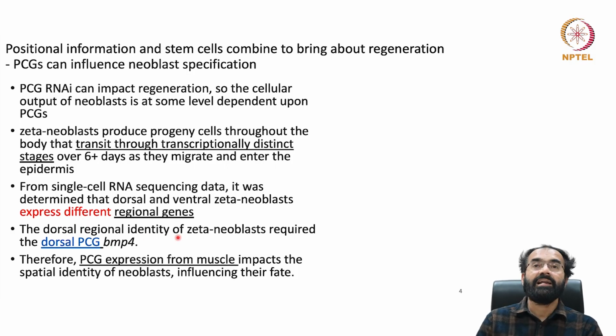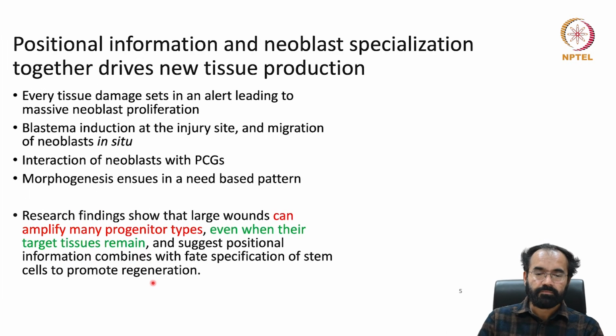The dorsal regional identity of zeta neoblasts requires a dorsal PCG, that is nothing but BMP4. BMP4, you know, the dorsalization, or the message to the back of planaria, is given by BMP4, and ventral is by its inhibitor, noggin. Therefore, the PCG expression from muscle impacts the spatial identity of neoblasts, influencing their fate. So this is the interaction between the PCGs, neoblasts and the gradient. Positional information and neoblast specialization together drive new tissue production.